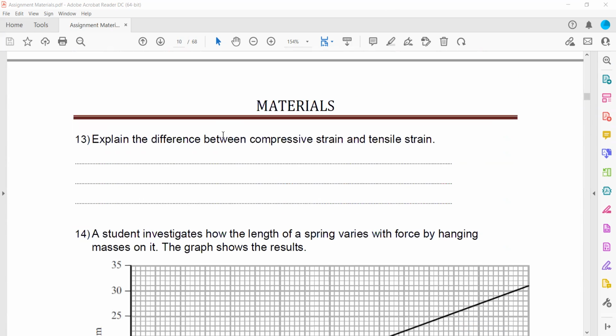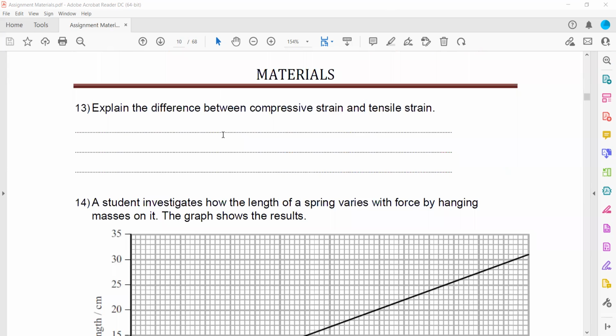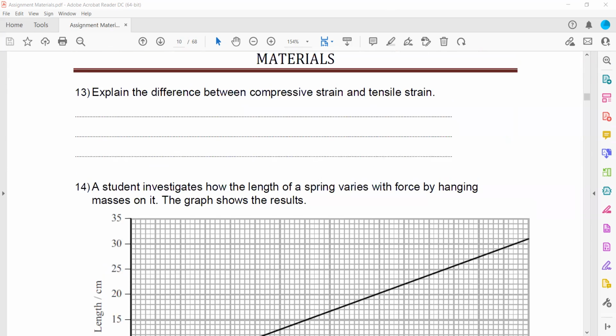Question 13, explain the difference between compressive strain and tensile strain. So what is the difference between compressive strain and tensile strain? Compressive strain means if an object undergoes a large plastic deformation under compression, we call that a compressive strain. And if an object undergoes a large plastic deformation under tensile stress or tensile force or under tension, we call that a tensile strain.